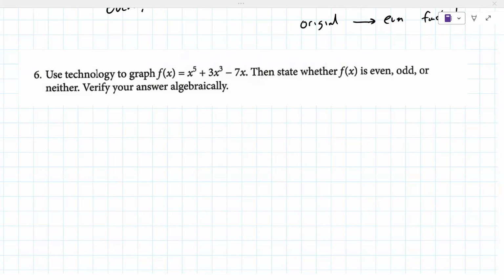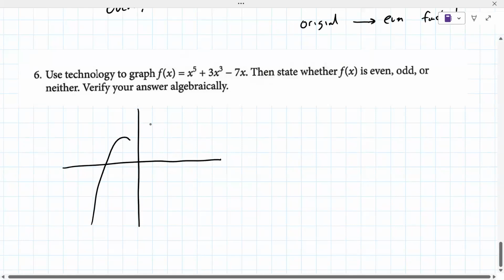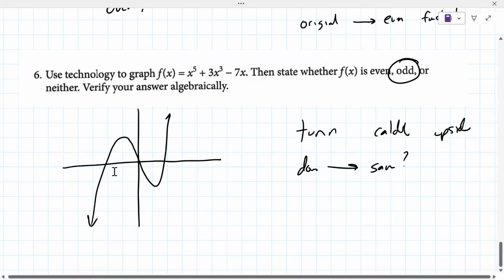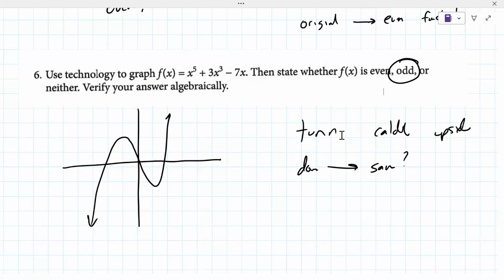Okay. You have it graphed? Does it look something like this in your window? Now what I want you to do is turn your calculator upside down. And does it look the same? It does. So this one is going to end up being odd. So the trick, I'm a magician now, is to turn your calculator upside down and see if it's the same. And it is. So that's for odd.